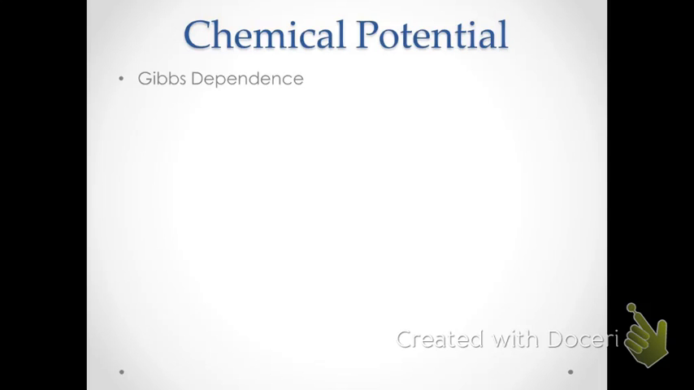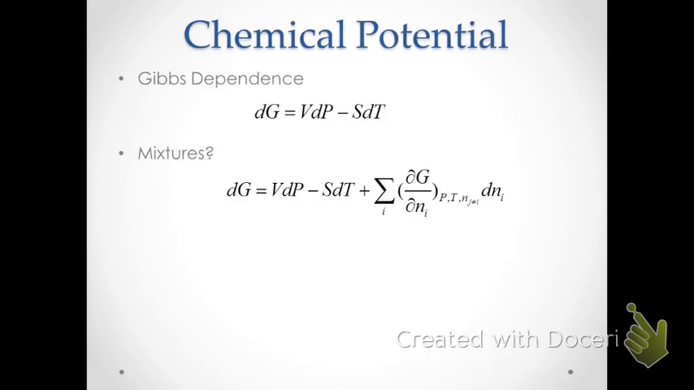Up to this point, we have looked at systems that consist of one component only. So, for example, when we're looking at the Gibbs function, we can calculate changes in the Gibbs energy as a function of pressure and temperature. But again, we're only looking at one particular component. What happens if we have a mixture where we have multiple components and the compositions of those components may change? How does the Gibbs function change when we change those compositions?